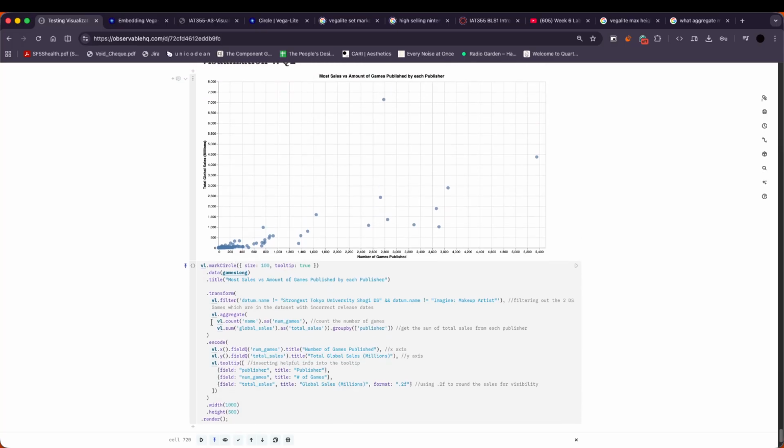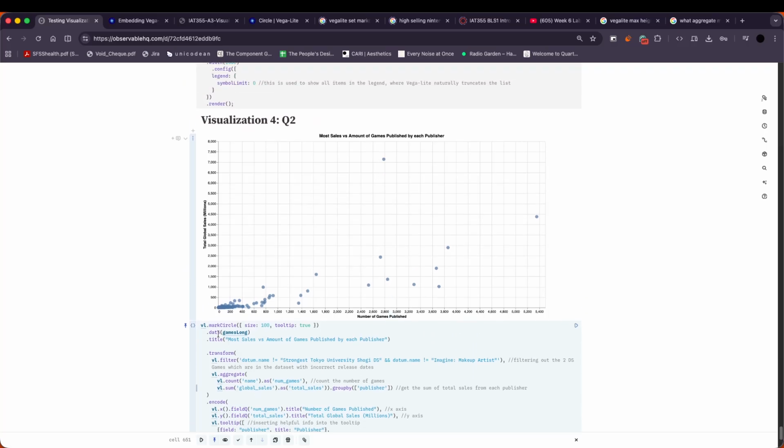For this one, I used aggregate count to count the number of games, and then I got the sum total sales grouped by publisher, so that I had, for example, 2,784 games were published by Nintendo, and then I just used that to make points in this mark circle graph.